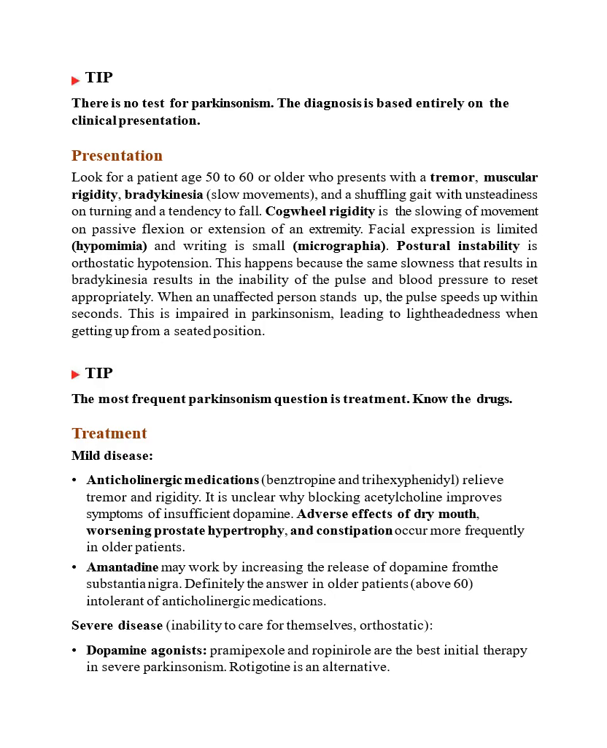This happens because the same slowness that results in bradykinesia results in instability of the pulse or blood pressure to reset appropriately. When an unaffected person stands up, the pulse speeds up within seconds. This is impaired in Parkinson, which leads to lightheadedness when getting up from a sitting position.